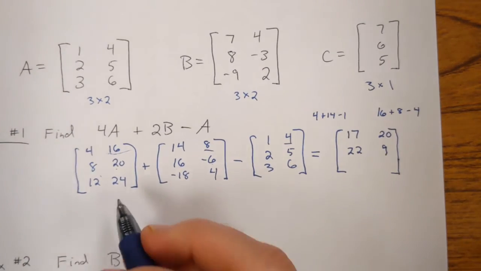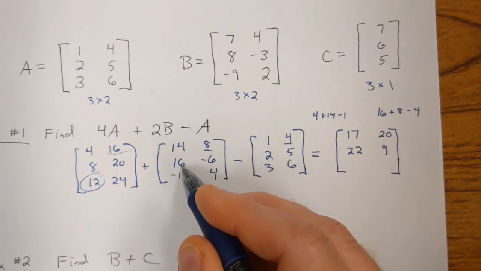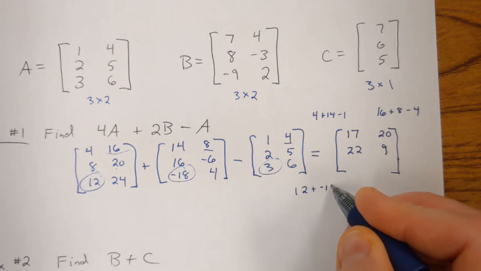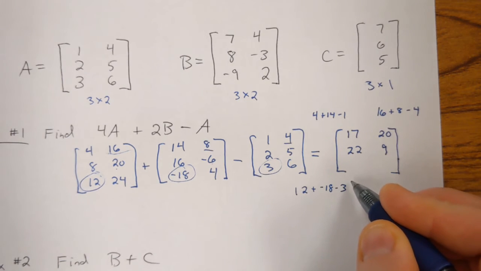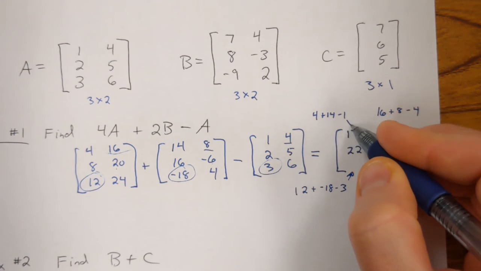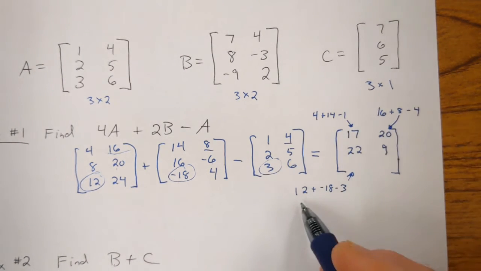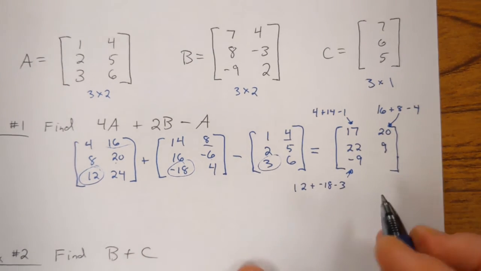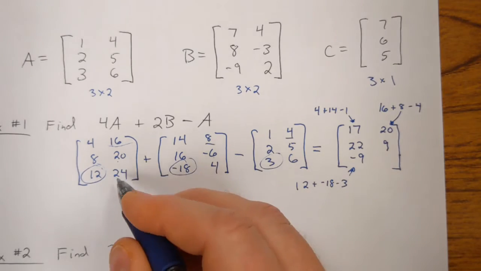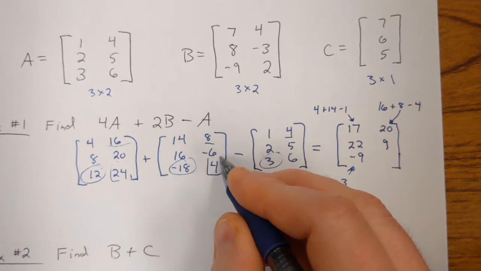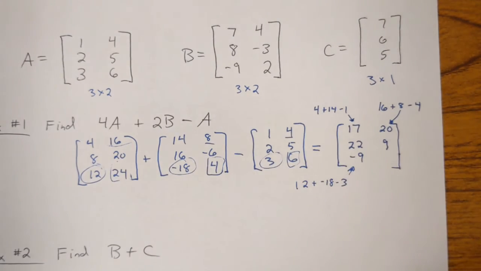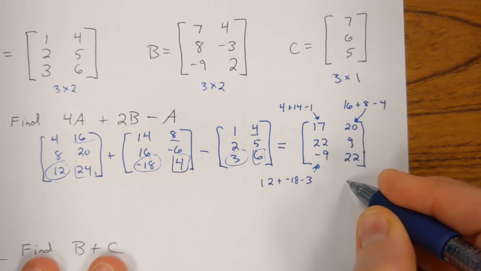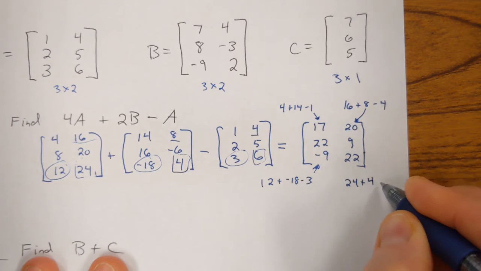Okay, now my bottom row, I'm going to take my 12 plus my negative 18 minus 3. I'll write out the steps if that helps you at all. This answer is going to be, that'd be negative 6 minus 3. This would be a negative 9. Okay, my bottom right answer, I'm going to take the 24 plus the 4 minus the 6. That'd be 28 minus 6. That is 22. 24 plus 4 minus 6.